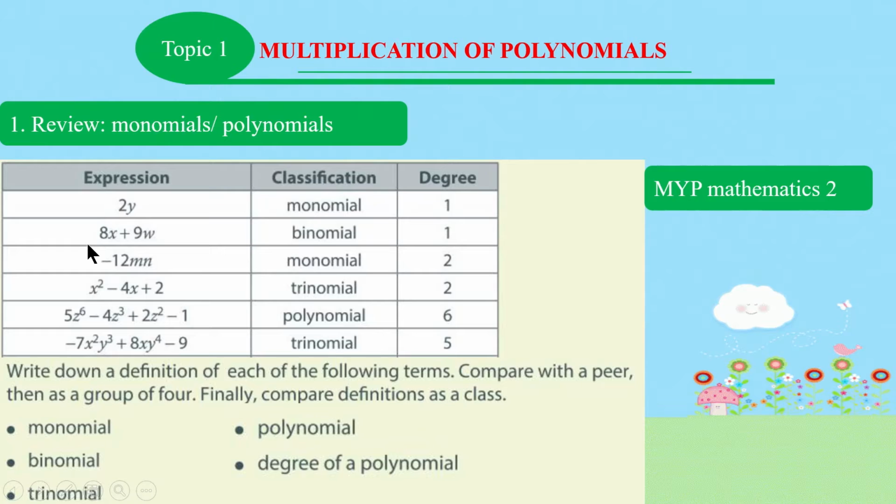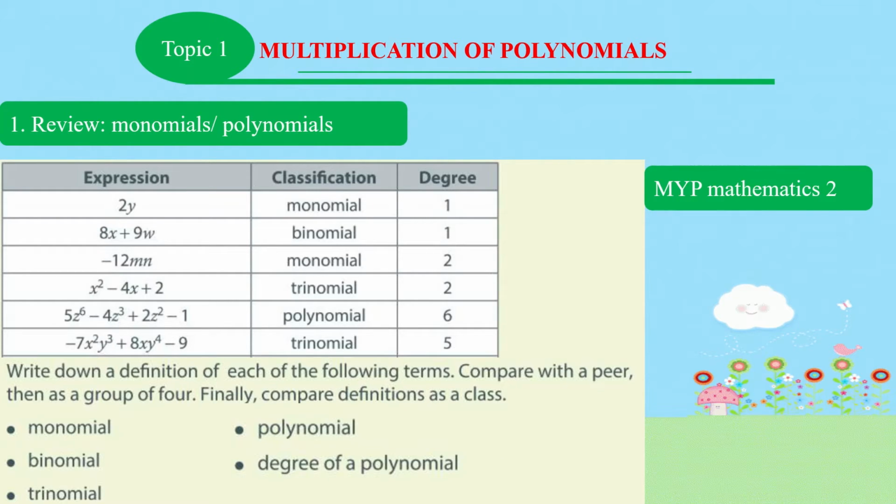Now, it happens the same with other expressions. Let's see the second expression. 8x plus 9w. You could see this expression has two terms, 8x and 9w. And if it has two terms, we call binomial. In order to find its degree, you just care about the variable part. For example, right here you care about x. X is x to the power of 1, so the degree is 1.